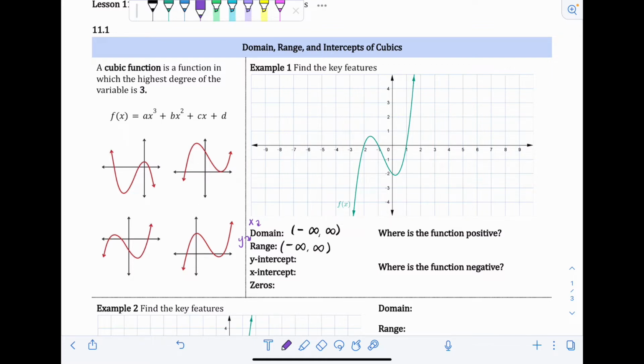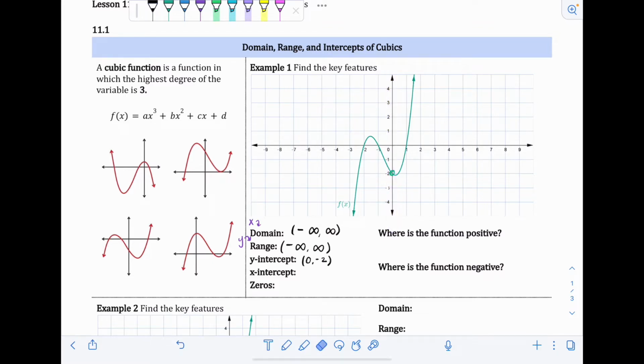Okay, so y-intercept, where we're crossing the y-axis. The y-axis is the vertical one. It crosses the y-axis right here, so we can list that point. Y-intercepts have an x-coordinate of 0, so this would be 0, negative 2, since we didn't go left or right at all, we just went down 2.